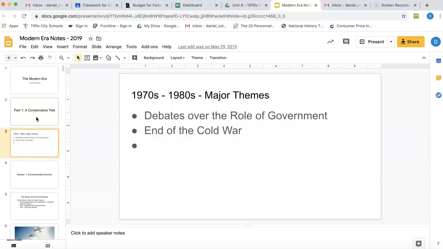And with that, the big themes that we're going to talk about are, what was the role of government? What is the government's response to a lot of issues? As you can imagine, with a conservative president, a lot of it's going to be kind of hands off. And then as well, we'll eventually get to the end of the Cold War.